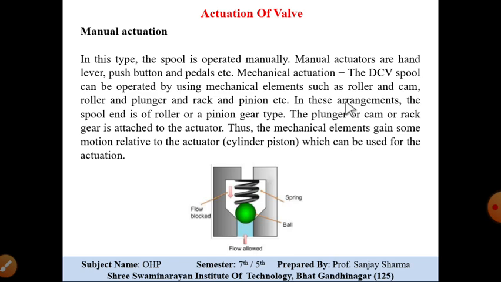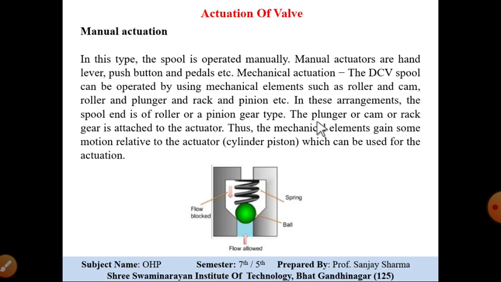In this arrangement, the spool end is of roller or a pinion and gear type. At the lever side, it is given either a rack and pinion, or some cam and follower mechanism, or some attachment which actuates the valve in order to open and close the valve.